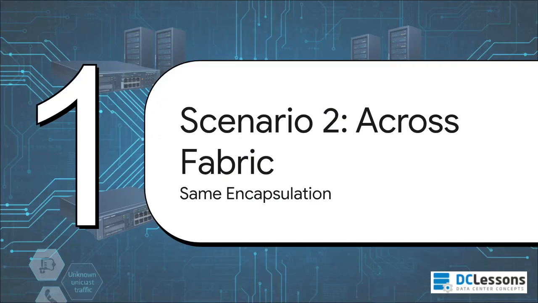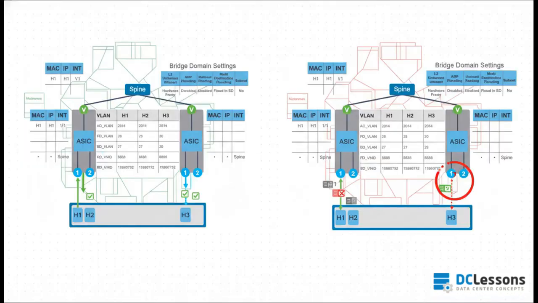All right, time to level up the complexity just a little bit. Now our hosts, H1 and H3, are on 2 completely different leaf switches. They're still in the same bridge domain, but now our traffic has to actually cross the ACI fabric to get where it's going. This slide is perfect because it shows the 2 forks in the road for proxy mode.